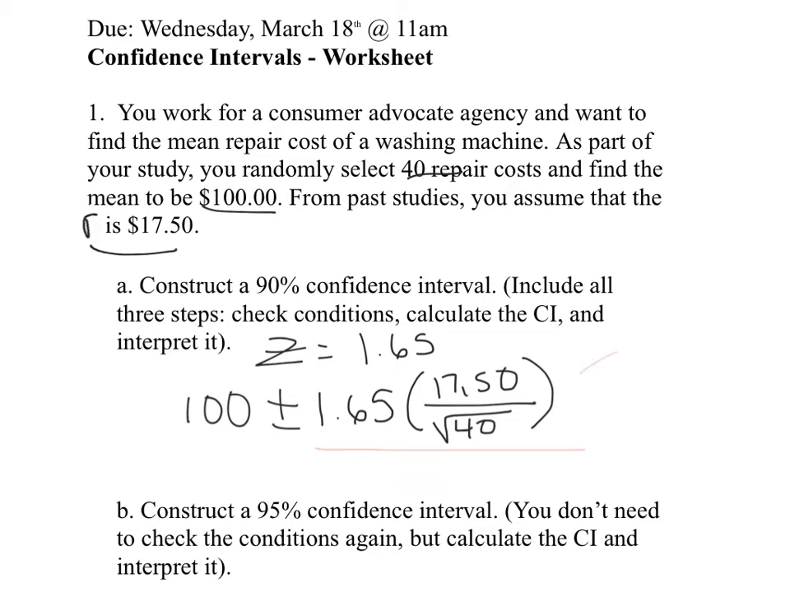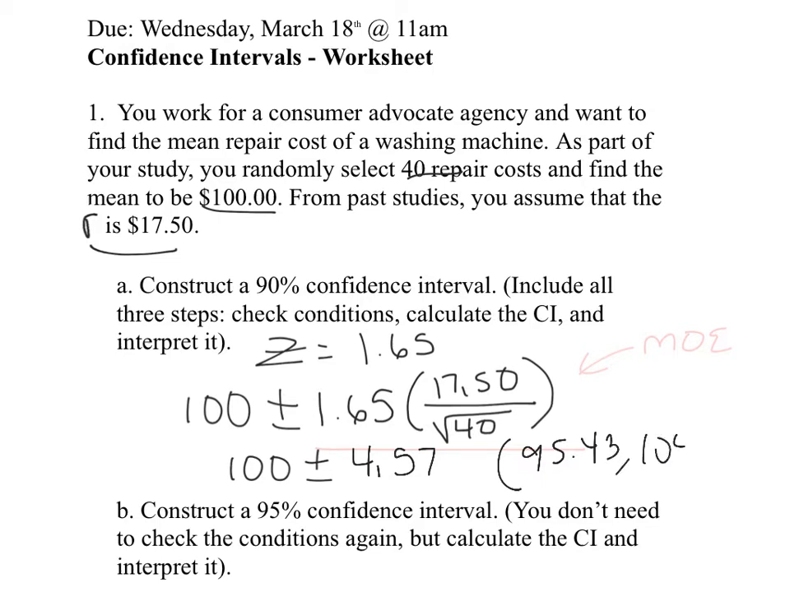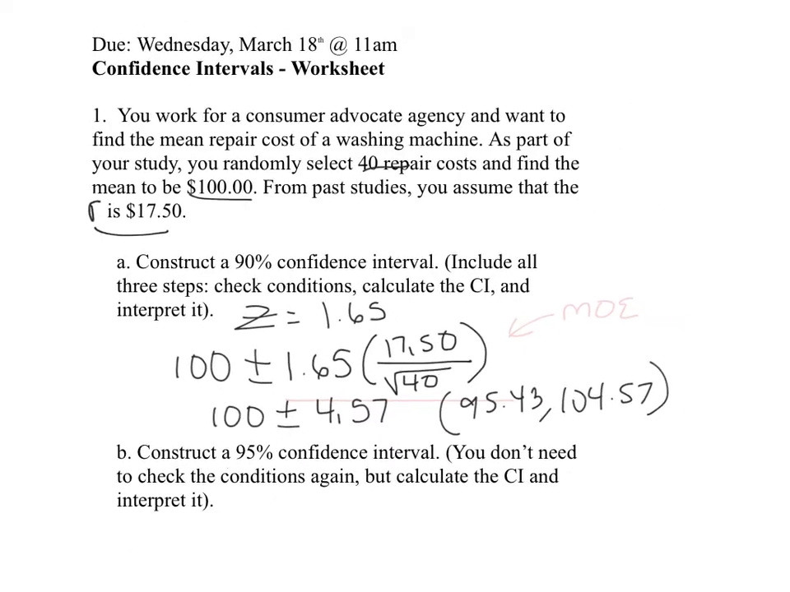Remember that whole area is called the margin of error. So we want to find the margin of error, and we have 100 plus or minus 4.57. Let's rewrite this as a range: 95.43 to 104.57. So that is our 90% confidence interval.